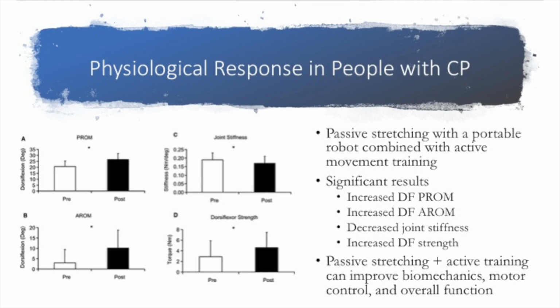There were many notable results from this study. These include a significant increase of dorsiflexion passive range of motion and active range of motion, decrease of joint stiffness, and increase of dorsiflexion torque production. The increase of passive range of motion and decrease of joint stiffness may have influence on the increased torque production and ankle mechanics. Passive stretching in combination with active range of motion training can improve biomechanics, motor control, and overall function. The article was the main source behind our combined active range of motion and passive range of motion stretch.